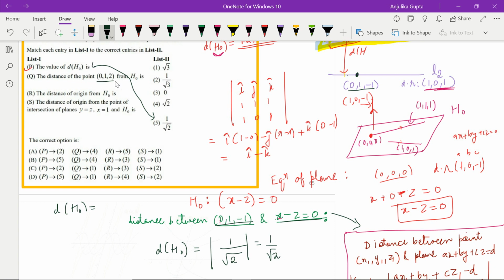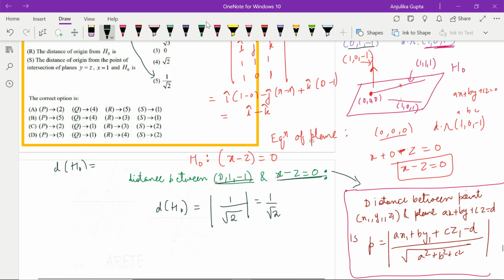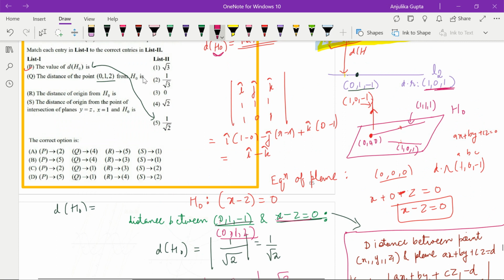Distance between this point and H0, again just the point has changed, right? Instead of this point you want 0, 1, 2, right? So what happens to the distance? Let's write d here. From this point to this plane, the distance would be, instead of x 0, instead of z you are going to put a 2, divided by under root, again a square plus b square plus c square. So you get just 2. So this distance would be root 2.